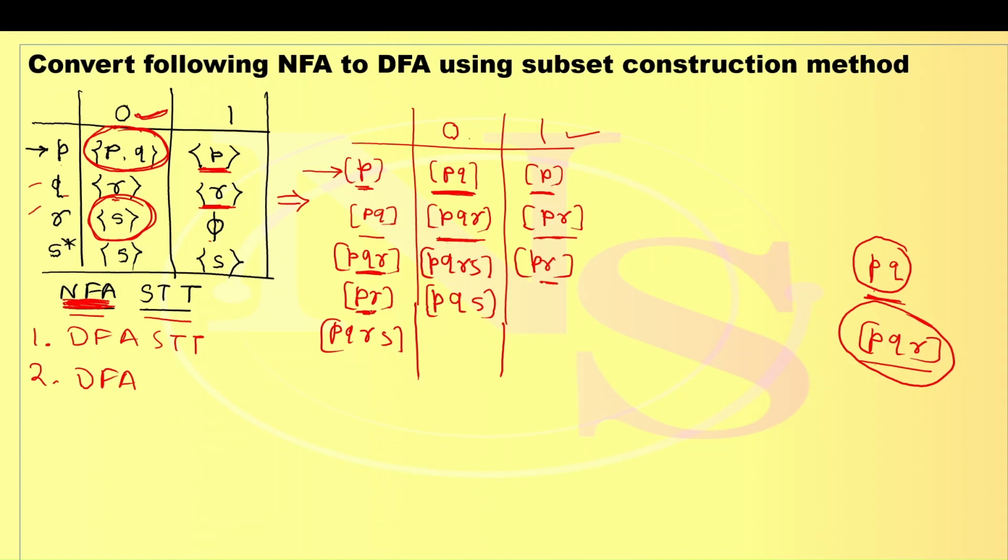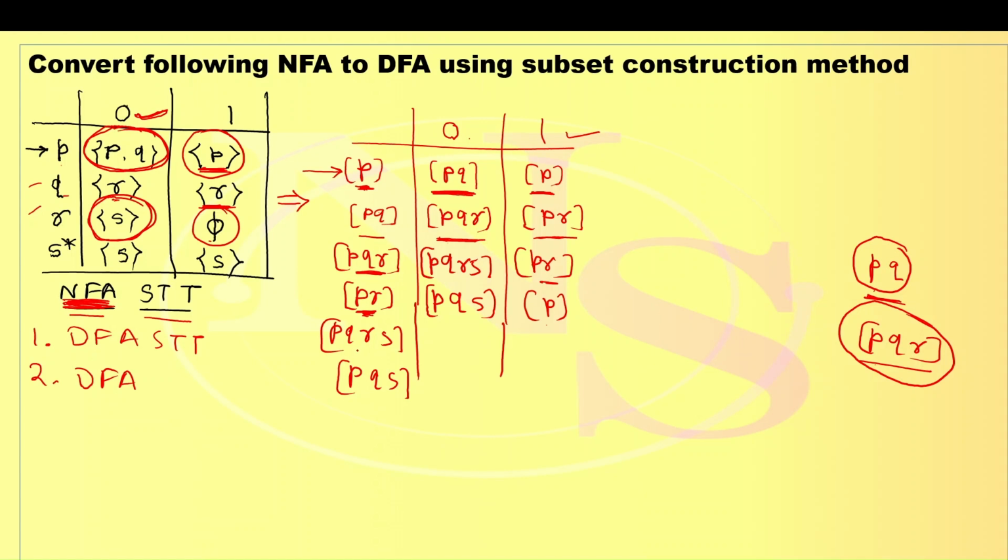Similarly, for 1, PR on 1: P on 1 goes to P, R on 1 goes to phi. So P union phi is nothing but P only. Is there a new subset? Yes, PQS is a new subset. P is covered here, we started with P only. So PQS is a new subset.